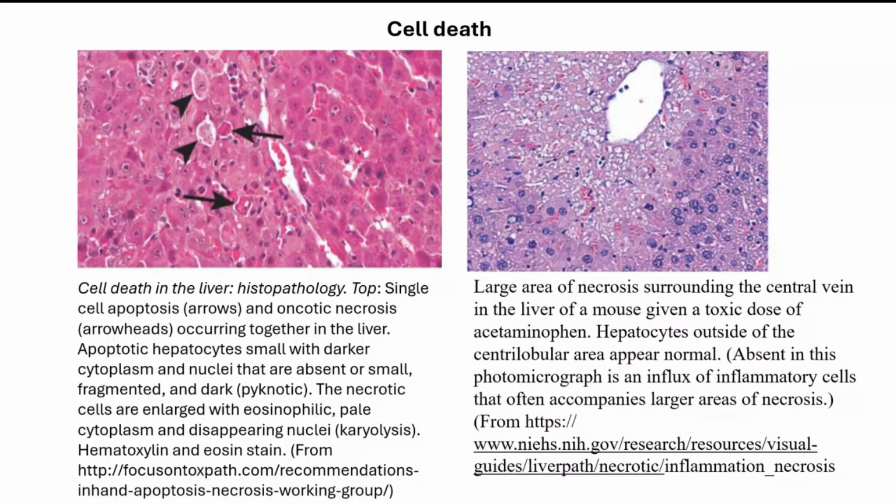So these are the two images of liver. The one on the left, the arrowheads are showing the necrosis. The cells are swollen and undergoing necrosis, and they are disintegrating and lysing. Whereas this arrow is showing the apoptotic cells; they are shrinking and undergoing karyorrhexis and karyolysis. This is pale eosinophilic, this is dark.